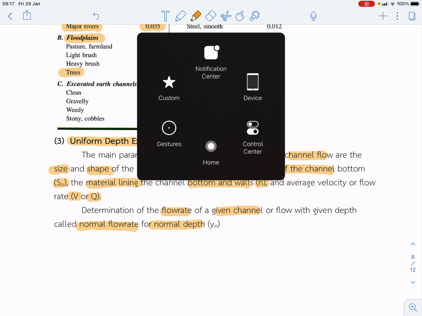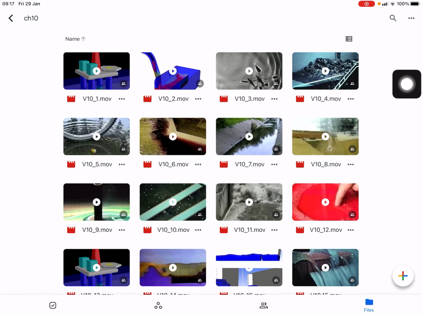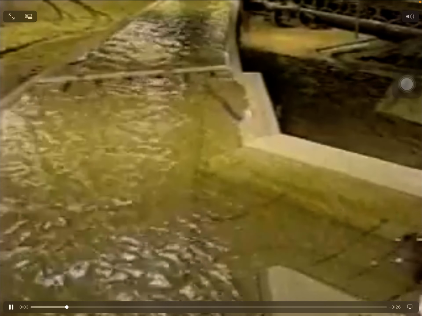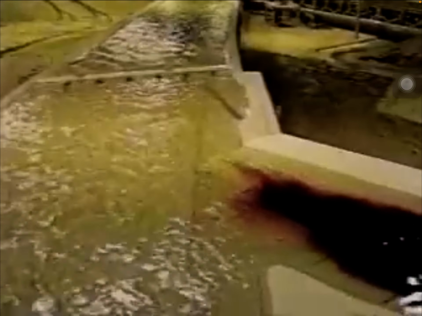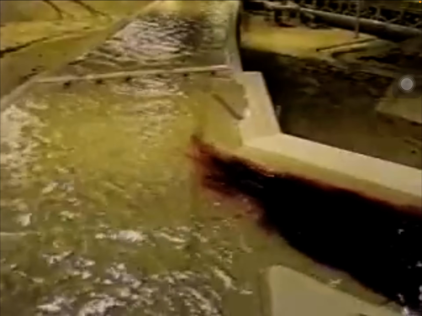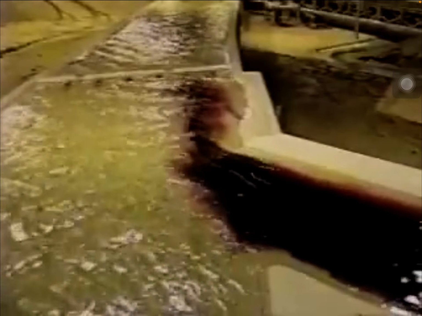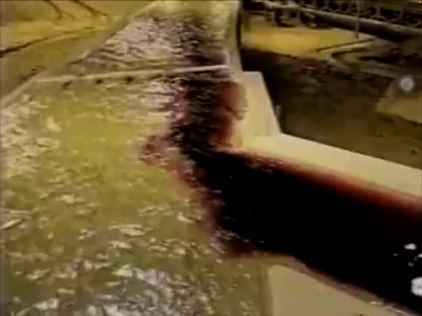Next, I will show you a clip about open channel flow. This is a channel in the hydraulic lab. It's a merging of two rivers. On the right hand side is the small river flowing with red color and mixing with the main channel on the left hand side. We call it the tributary of the channel. Okay.